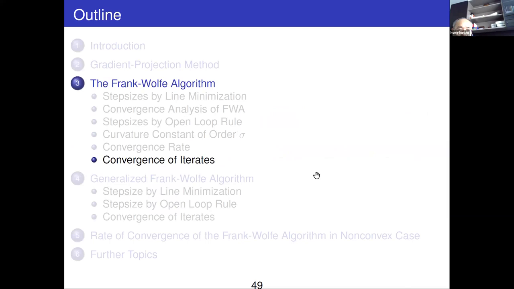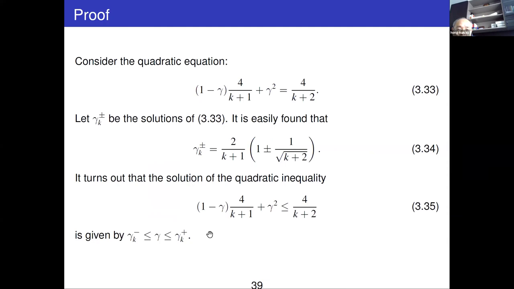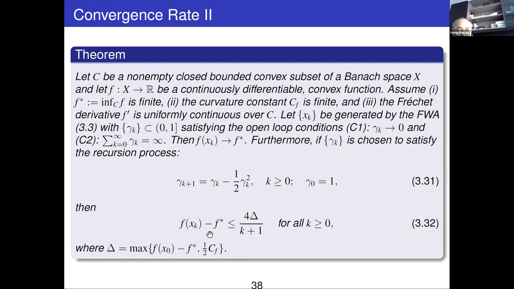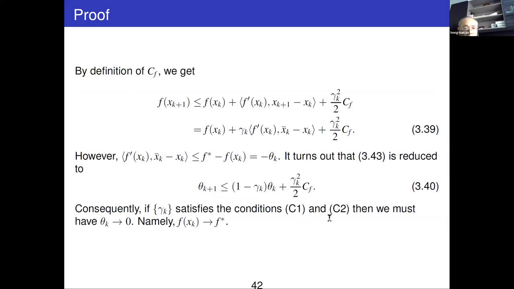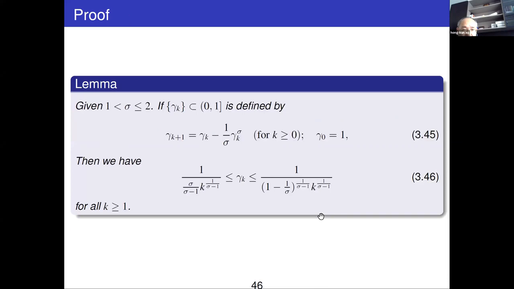So this is the rate of convergence for the case where the step size is selected basically by an open loop, but not completely the open loop situation, because I need to assume that the step size gamma k is generated by this recursion process, not only the conditions C1 and C2. Now, what's next? Next, let me discuss the convergence of iterates.